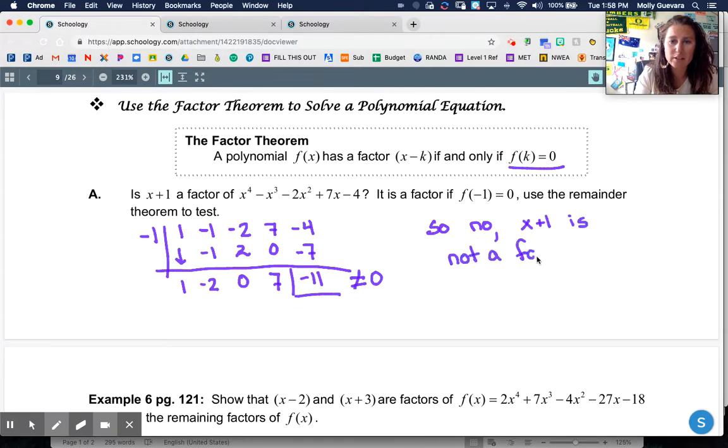So that graph does not cross the x-axis at -1. Okay, if it did cross the x-axis at -1, the remainder would be 0. Hopefully that kind of makes sense there. We're going to do one more example together, and then we're kind of done with 2-3.